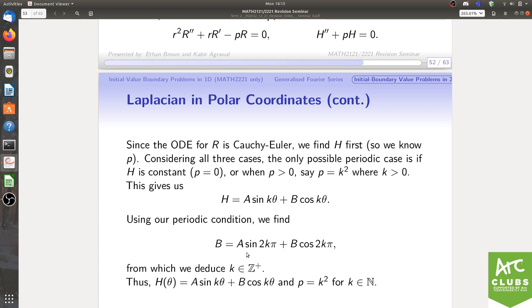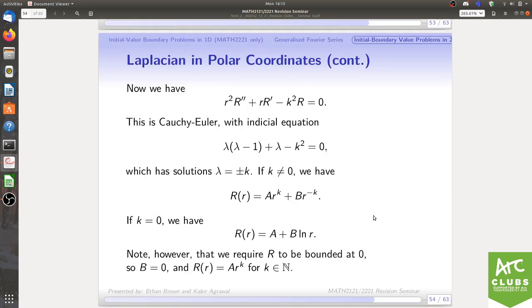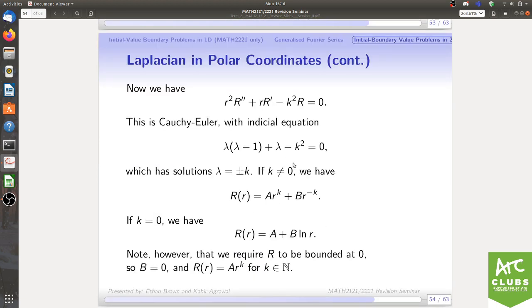So now we know the values for p. Once we know the value for p, we obtain the following equation for r. Sorry about that. Okay, so now we know our values for p, and based on that we can work out the condition for r. So if we have p equal to negative k squared, we end up with the following idea: with the Cauchy-Euler case, we suppose that capital R is equal to r to the power of lambda.